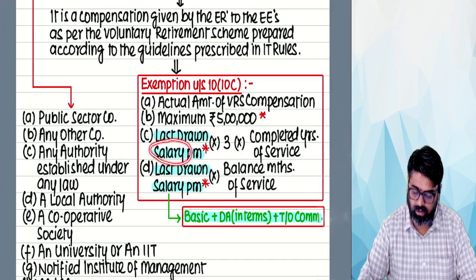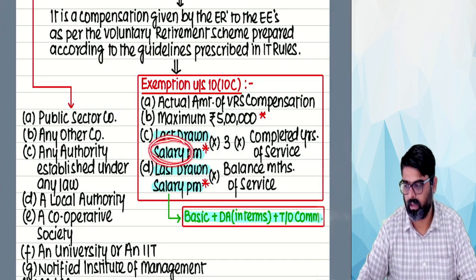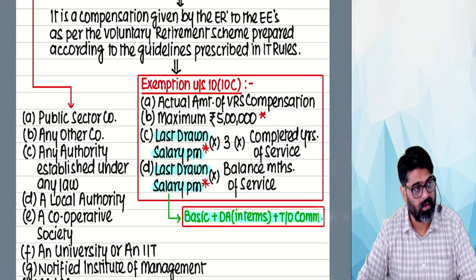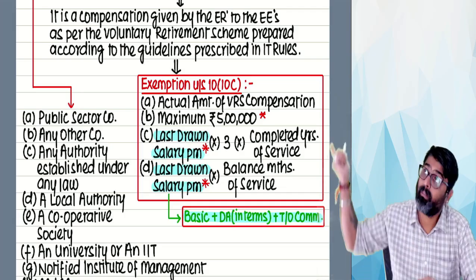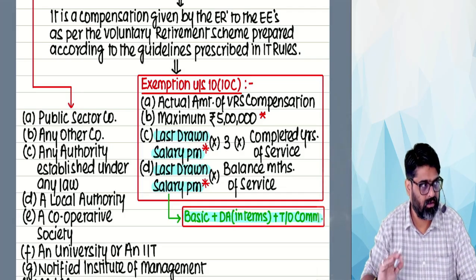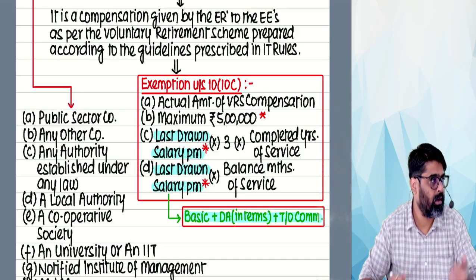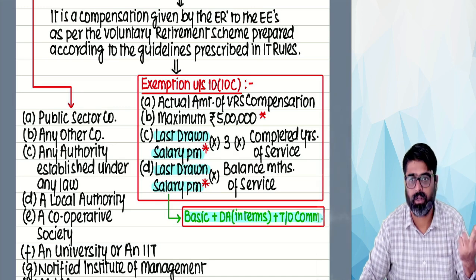Salary you are supposed to take, no? What will you take in this salary? Basic and DA. Is it a limit prescribed by any other law, or is it the limit as per income tax? So in this, we have to take basic, DA in terms, and turnover commission.